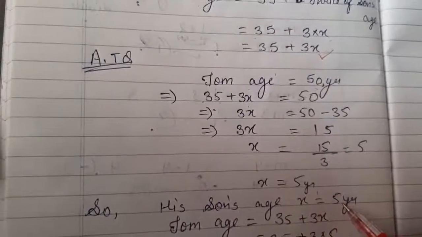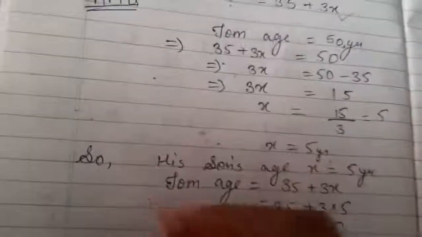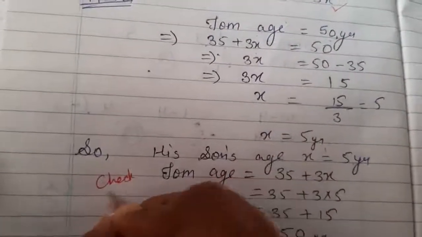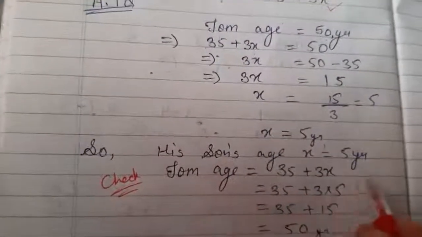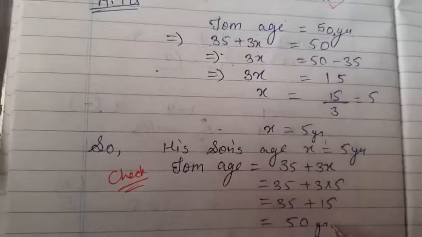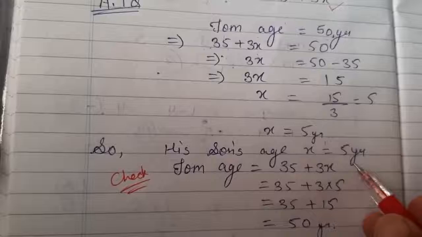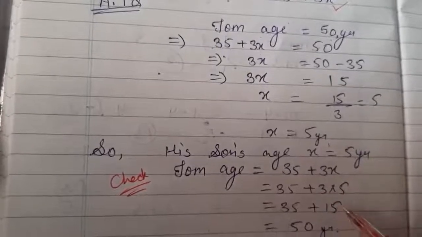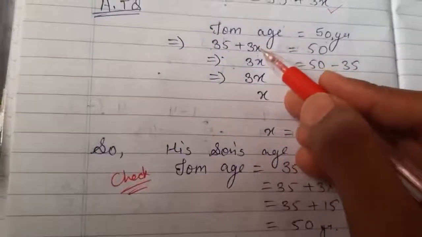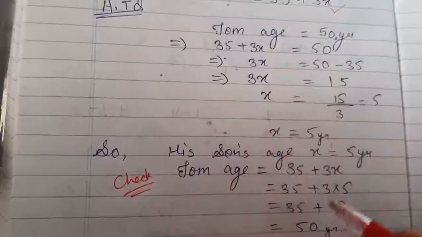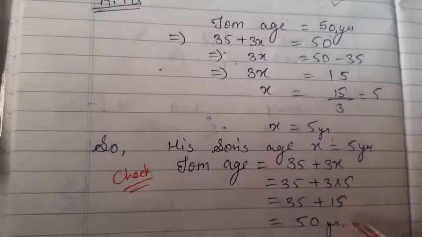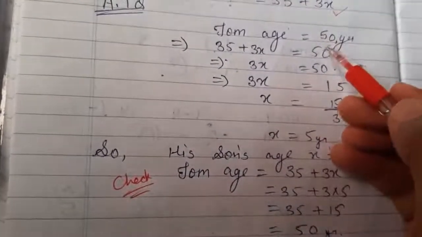If you want to recheck your answer, this is the check for whether Tom's age is coming or not. You have to put this x value in Tom's age, then you will get 50. It means his son's age is correct. Okay, you can check through Tom's age. In the variable equation for Tom's age, you have to substitute the x value and then you will get the given figure.